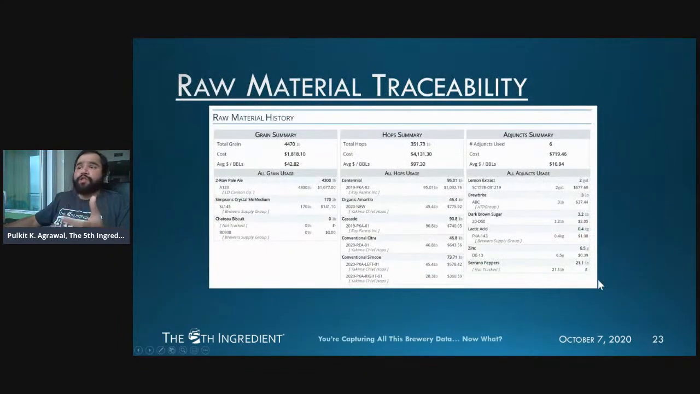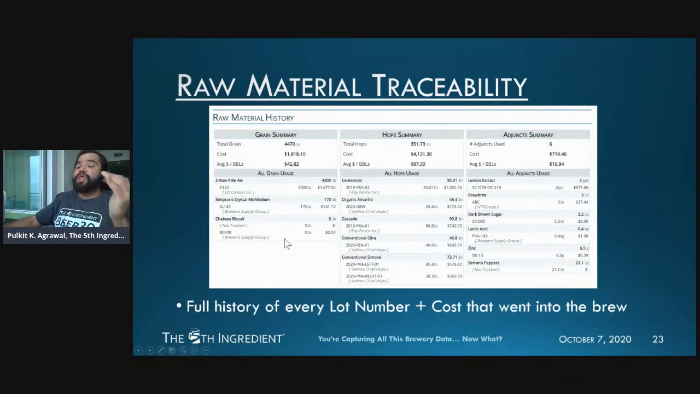Now, a really good way to look at that is having summaries that you do in whatever software or whatever spreadsheet you're using that really breaks things down based on grains, hops, adjuncts, with the actual full history of every lot number and cost that went into that brew, and then diving in further with understanding what is the average dollar value per barrel, per hectoliter, per liter, whatever base unit you're using, and tie that in together to understand just how things are transpiring forwards on the raw material side, right?